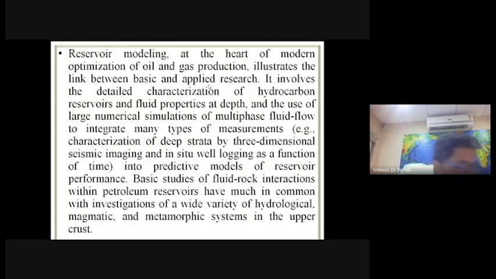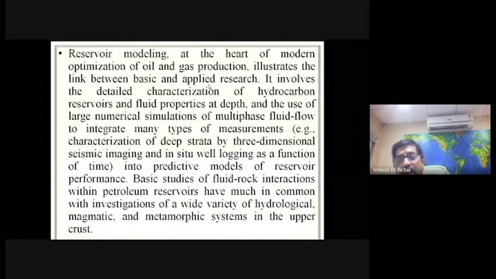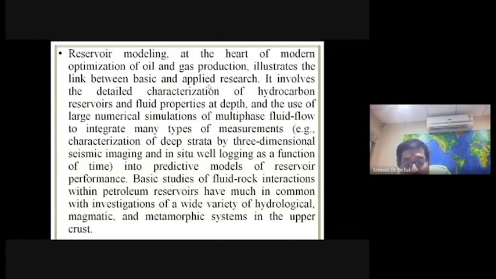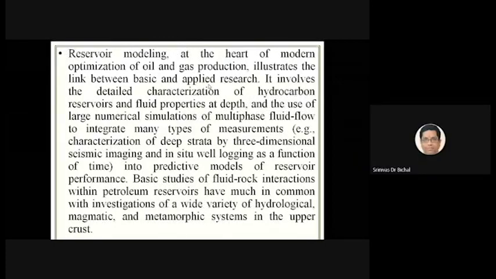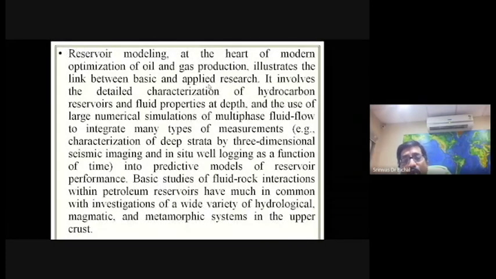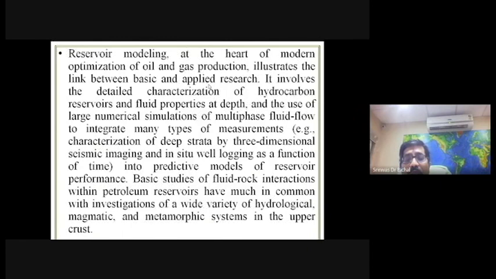Now, how worth is this model? That is one very important question. How worth this model is depends on two things. The person who has created the software should understand the reservoir model, how oil is formed, and how it migrates, and all these things. Without knowing all these things, he cannot make a software.